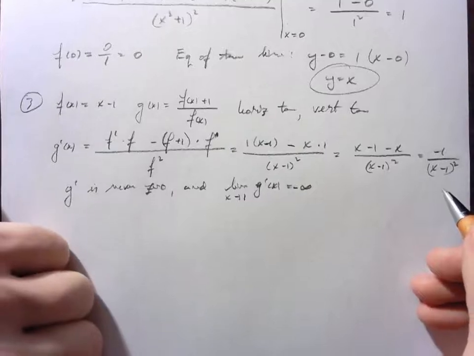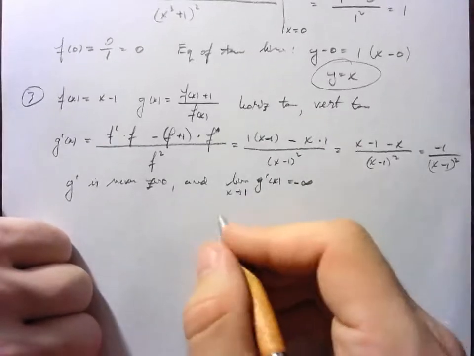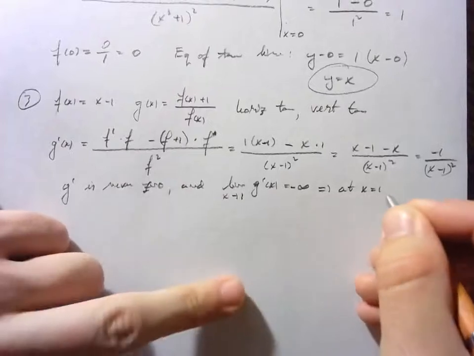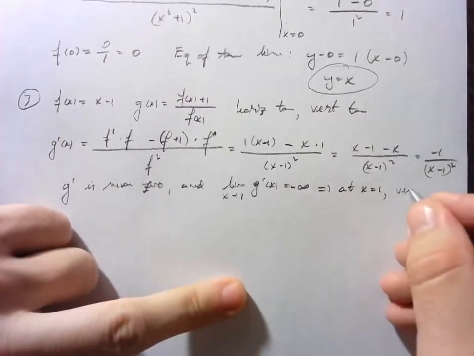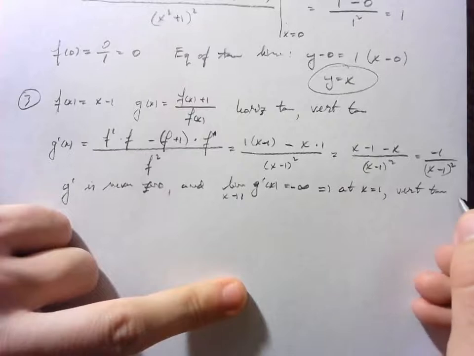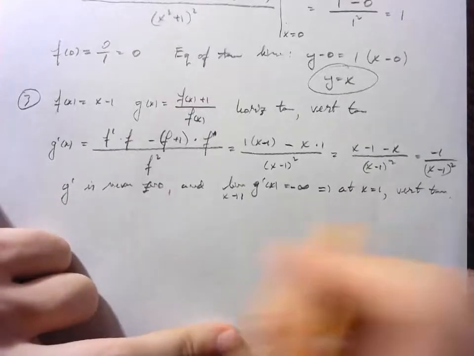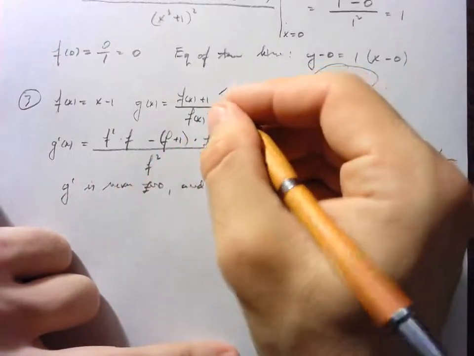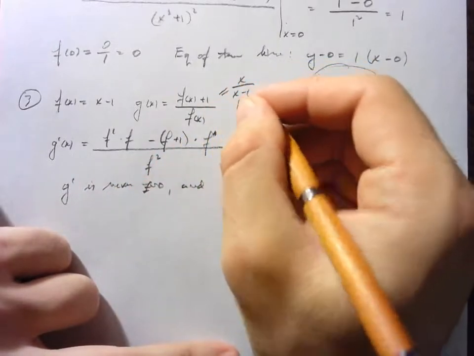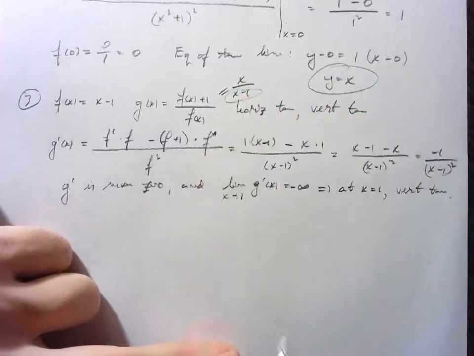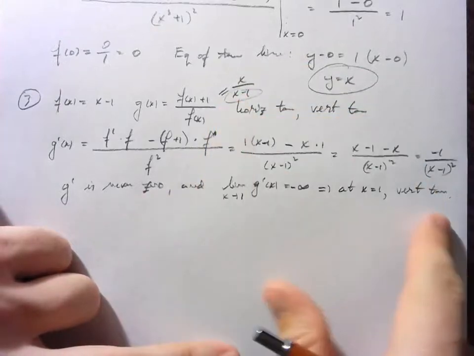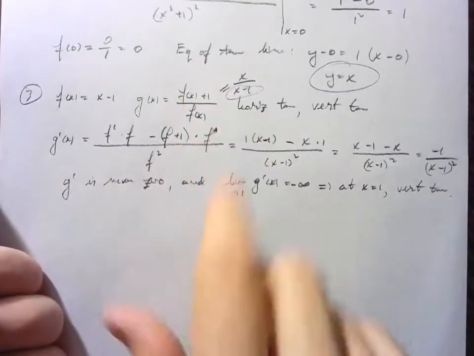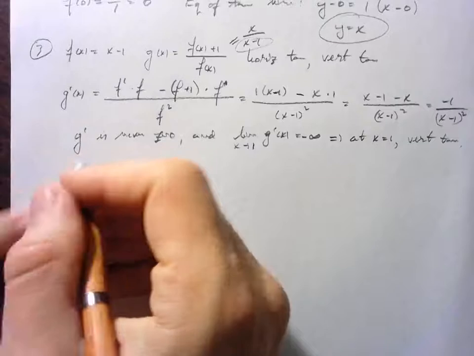So what does that mean? That means that at x equals 1 we have a vertical tangent. And another way we could have figured this out is, okay, g of x is just the function x over x minus 1. That denominator there gives you the vertical tangent at x equals 1, right? That's the asymptote of the function g of x. So that's problem 3.